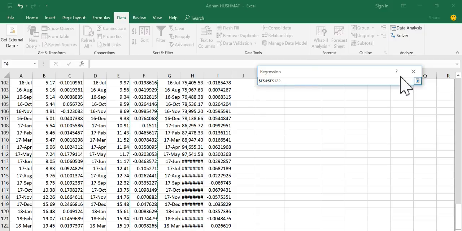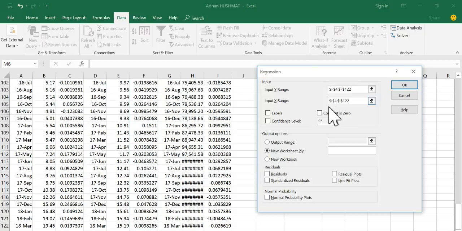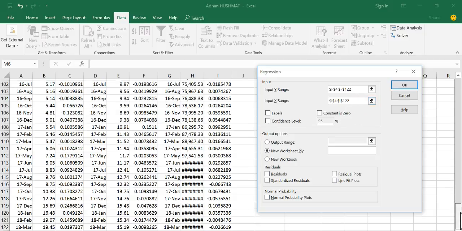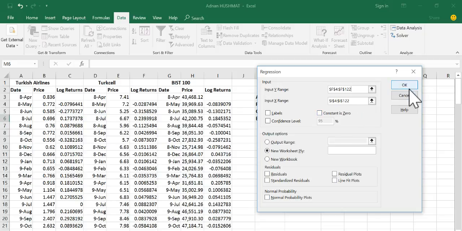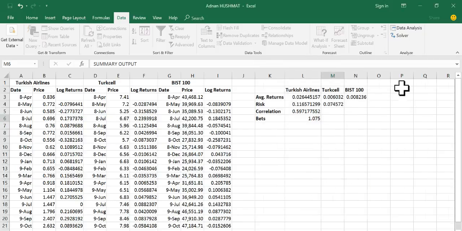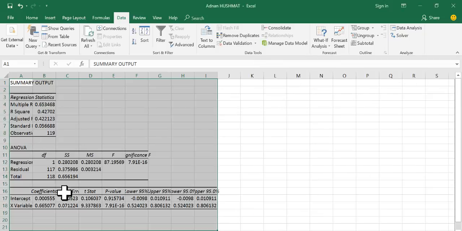So here, again I press here. You do not change this input X range because we will use the same market returns. The returns of the market portfolio are here. So I just press OK, and it will again give me the output in a new sheet in the same workbook. Look, the workbook is the same but it's a new sheet.